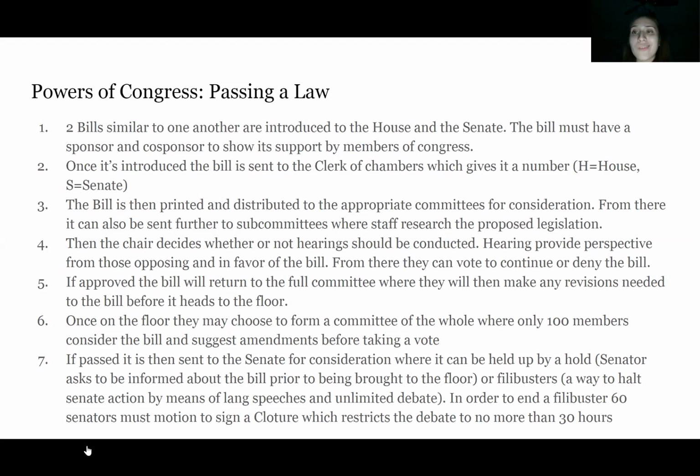In order to end a filibuster, 60 senators must motion to sign a cloture, is I believe how you say it, which restricts the debate to no more than 30 hours. So they have to get 60 senators to agree, like, hey, this has got to end. And then if that is approved, they can only spend 30 hours on this debate.